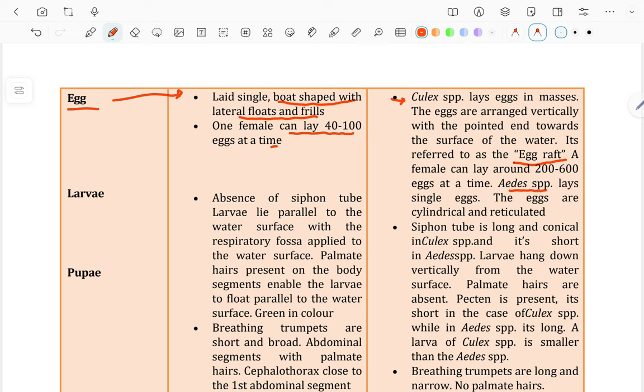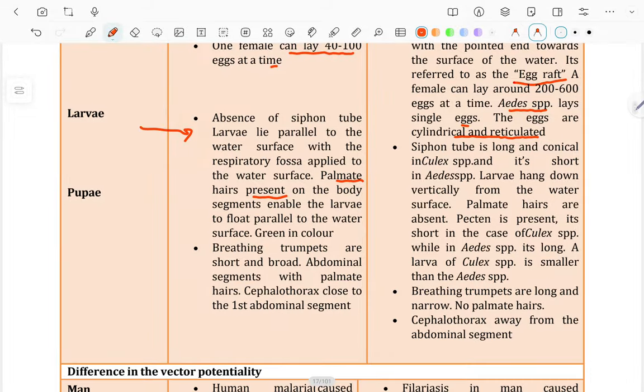Aedes species lay single eggs. The eggs are cylindrical and reticulated. Larva. Absence of siphon tube. Larvae lie parallel to the water surface with the respiratory fossa applied to the water surface. Palmate hair present on the body segment enable the larva to float parallel to the water surface, green in color. जबकि इसमें siphon tube is long and conical in Culex species and it is short in Aedes species.